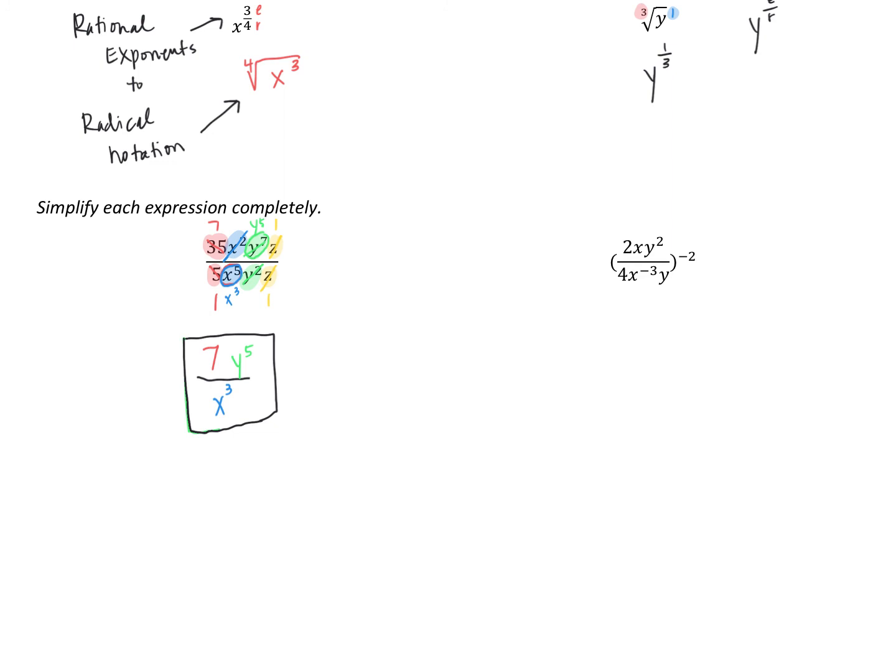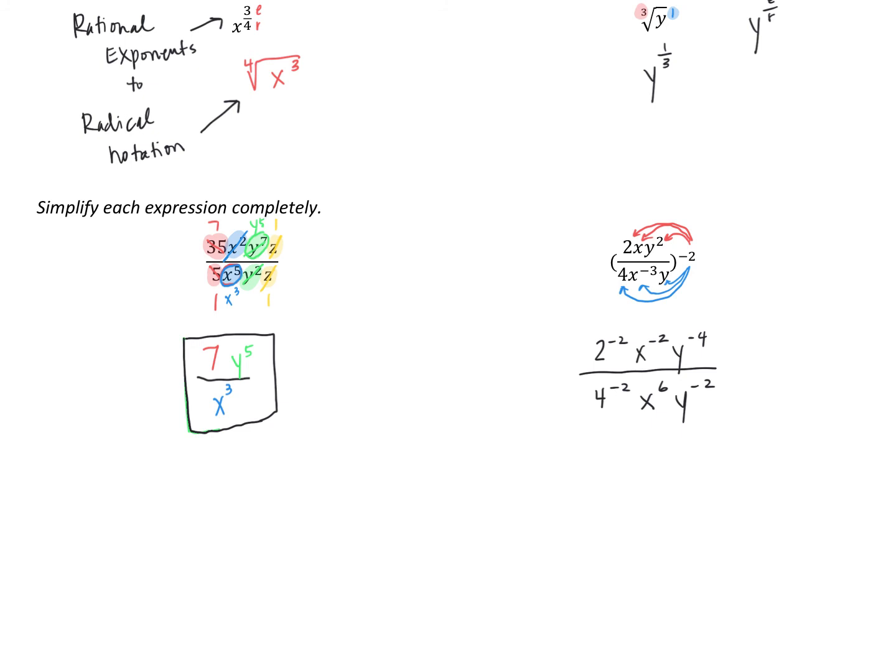Notice on the top I have 3 factors, so I can use the power rule to give each of the 3 factors, 2, x and y, that negative 2 power. I can do the same on the bottom. There are 3 factors on the bottom, so I can give it to the 4, the x, and the y. If I do that, I'm going to get 2 to the negative 2, x to the negative 2, y to the negative 4, over 4 to the negative 2, x to the positive 6, and y to the negative 2.